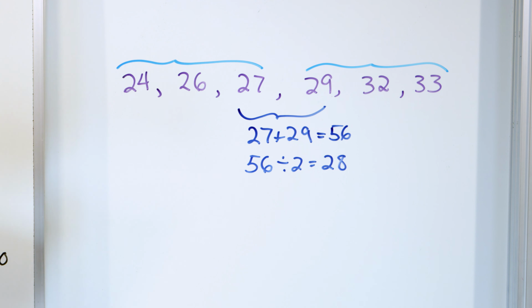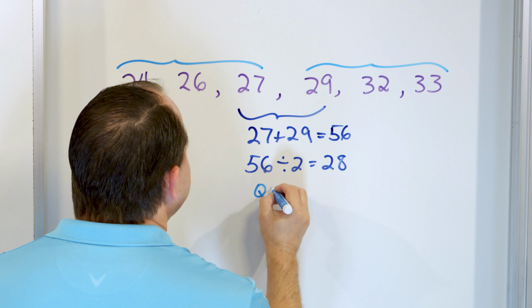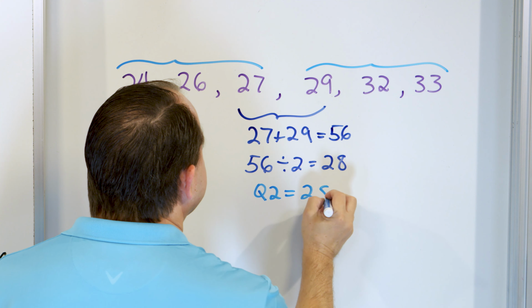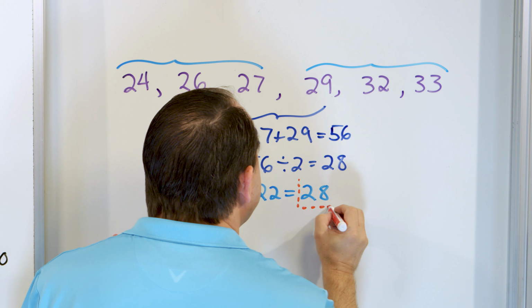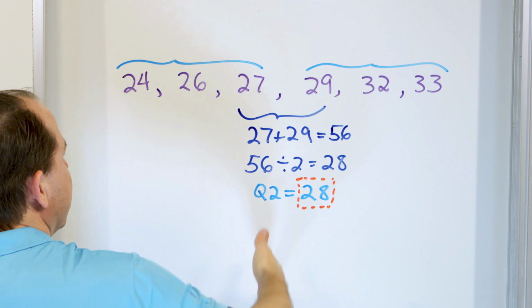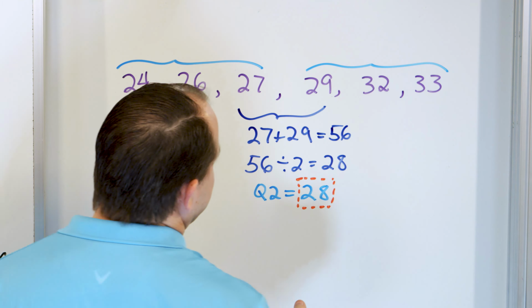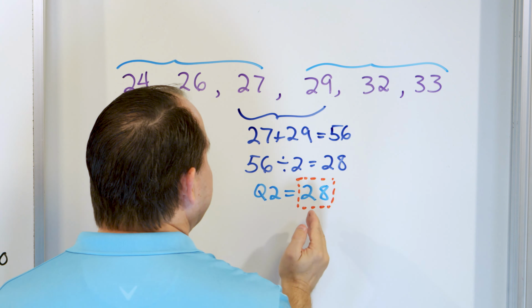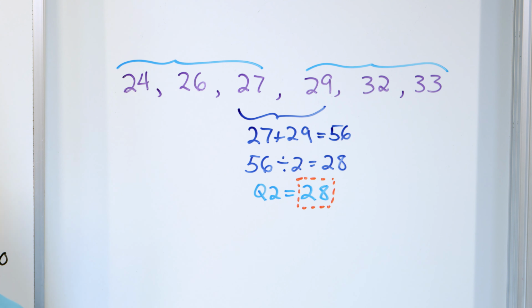So that is the right answer. So what have we figured out here? We figured out that Q2, which is called the median, is 28. And it's one of those special numbers. Q2 is a special number, so I'm going to box it like this. It forms a boundary. 28 forms a boundary that separates the lower half of the data from the upper half of the data. That's what a median is. Half of the data is bigger than 28, and the other half of the data is smaller than 28.